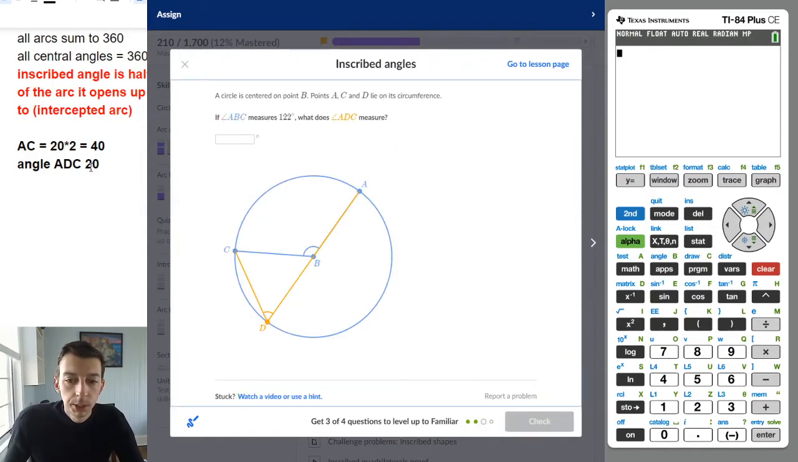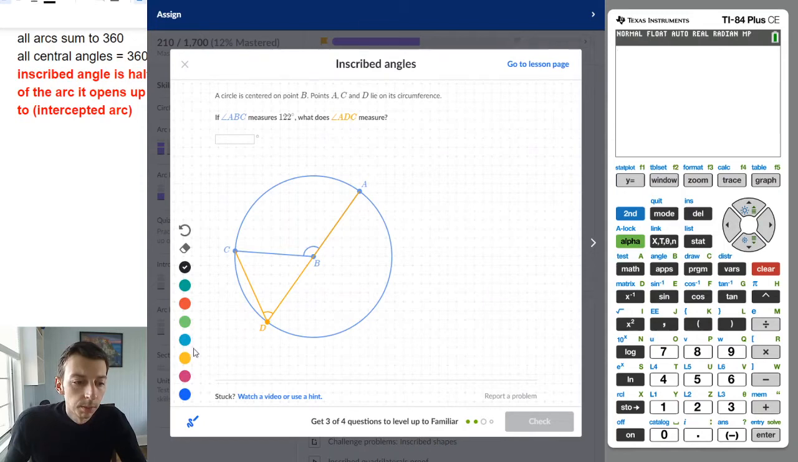Okay, a little picture here that maybe is a little bit more confusing, so we'll try this. It says ABC measures 122. What does ADC measure? So ABC is this angle right here in the center, and it means that this arc also is 122. An angle in the center and the arc it opens up to are always going to be the same. So I know that AC is 122.